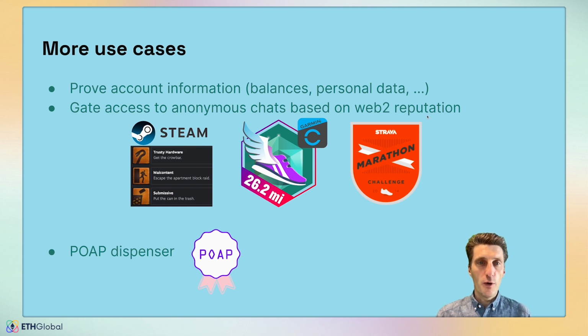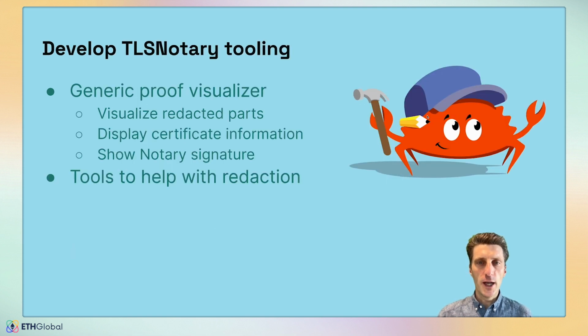And of course, we're also very open to tools that jazz up TLSNotary. A generic proof visualizer would really help other projects exploring the use of TLSNotary. This could include visualizing redacted parts in the data or displaying certificate information and showing the notary's signature. Tools to help with redaction are also an active area of usability exploration.